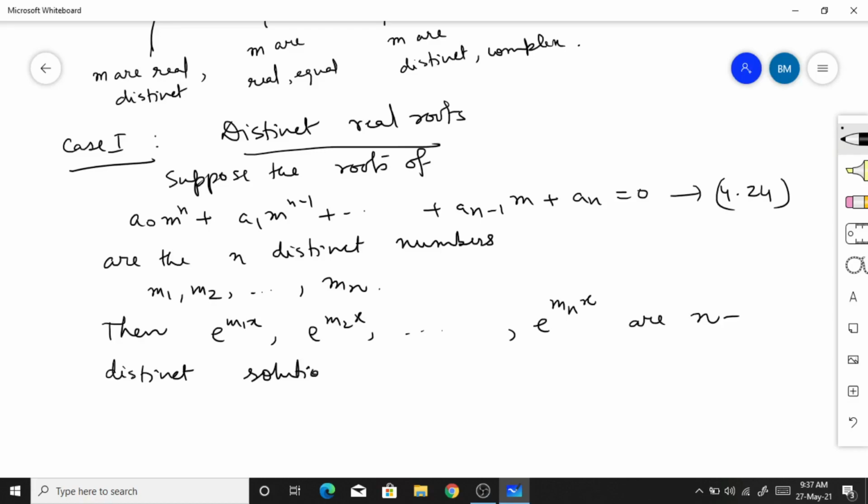Because our assumption was that y equal to e to the power mx is a solution of the equation 4.23, and accordingly we got the auxiliary equation 4.24. So if we get n distinct roots of this equation, then the solutions will be e to the power m1x, e to the power m2x, ..., e to the power mnx, and all these will be distinct. Why? Because all those mi's are distinct. Now, by using the Wronskian, we can easily verify that these solutions are linearly independent.